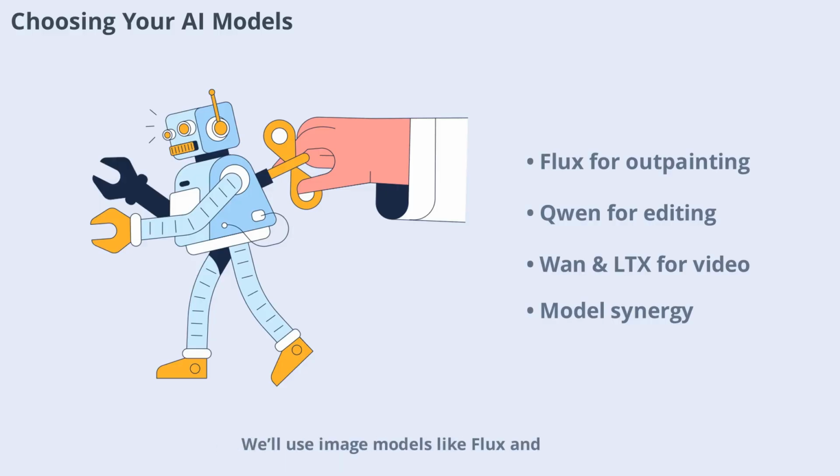To build controlled cinematic outputs, you need the right AI models for each step. We'll use image models like Flux and Qwen image edit for outpainting and inpainting, and video models like Qwen 2.2 and LTX 2.3 for bringing sequences to life. Each model is chosen for its unique strengths. Some excel at expanding images, others at editing, and some at generating realistic or cinematic video motion. By combining these models in a thoughtful workflow, you can achieve results that rival professional VFX teams.